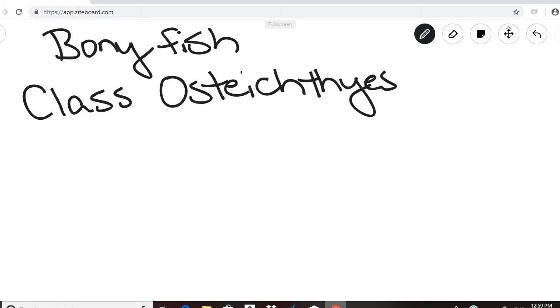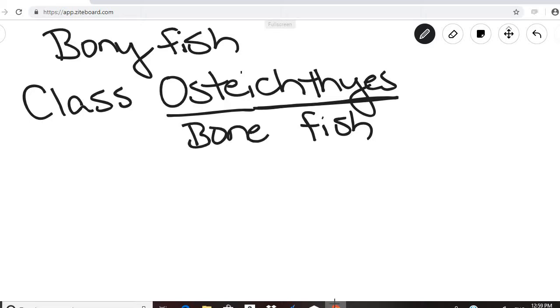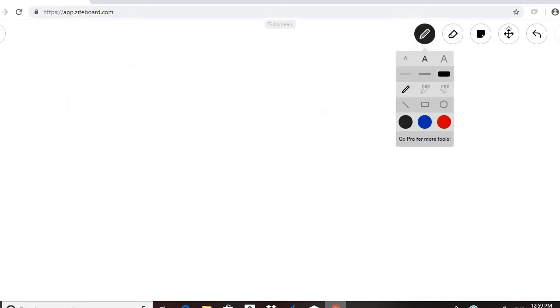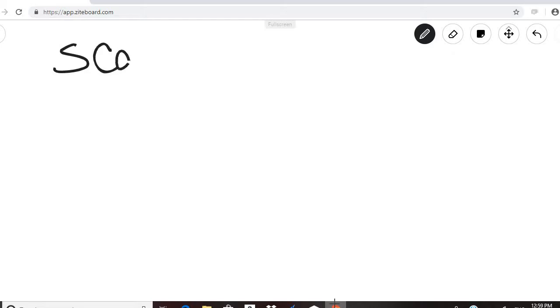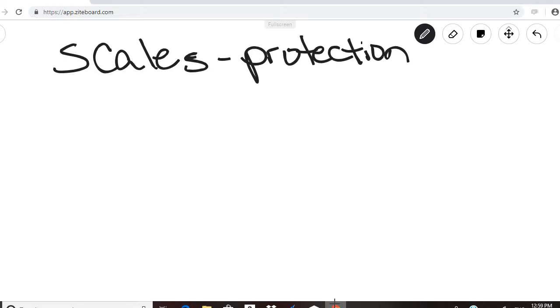Okay, so this word right here, ichthys, comes from the Greek word ichthys. This means fish, and this means bone. So now we're looking at fish whose skeleton is made of bone. That's why we call them the bony fish. And for those of you who have taken biology and done labs with that, you know that they are covered in scales. Those scales are primarily for protection. They don't provide great protection from predators, but they do provide some protection.